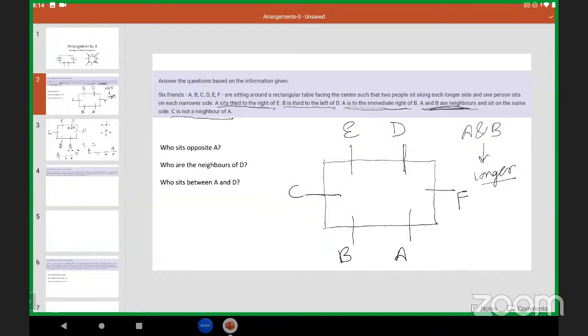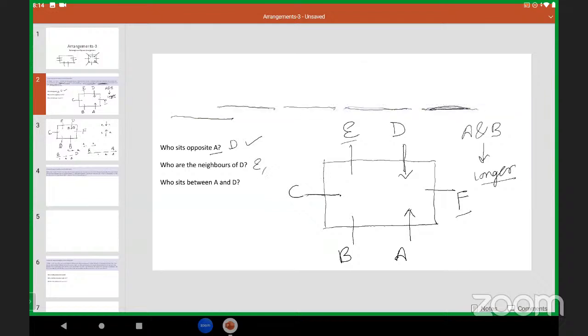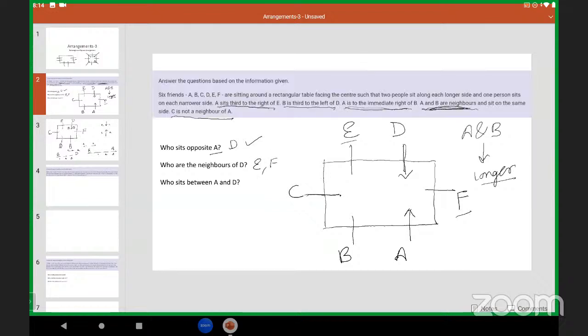Okay. So moving on to the questions. Who is opposite D? So opposite A is D. Okay. So now who are the neighbors of D? That is E and F. And who sits between A and D? It is again F. So this is the basic concept.